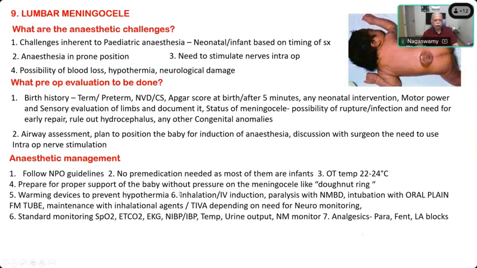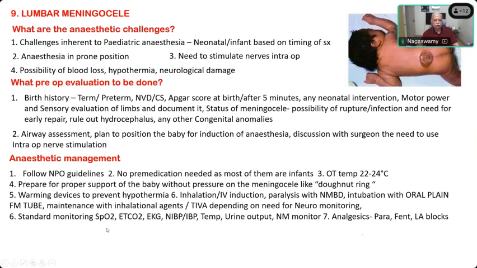Prepare for proper support of the baby without pressure on the meningocele, like a donut ring. Warming devices to prevent hypothermia. Inhalation or IV induction. Paralysis with neuromuscular blocking agents. Intubation with oral plain flexometallic tube. Maintenance with inhalation agents or TIVA depending upon neuro monitoring, just like we discussed in scoliosis.